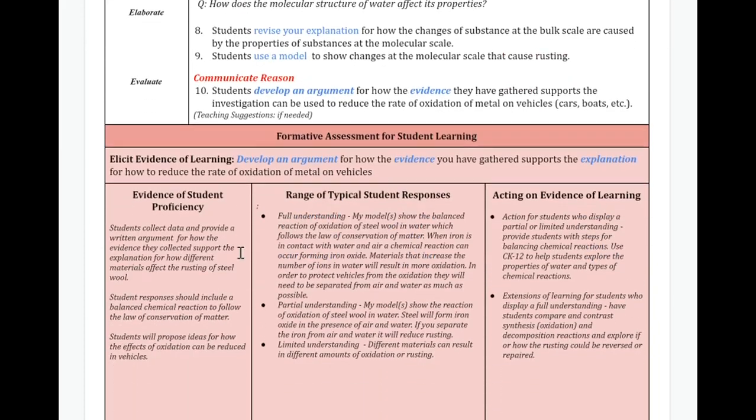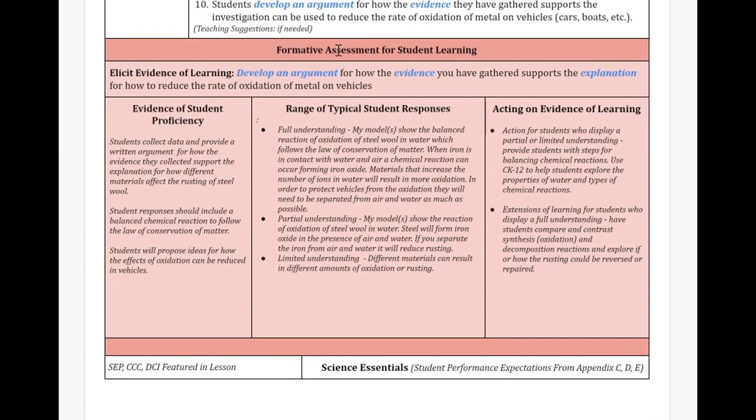The other thing that they have that can be really helpful is this formative assessment guide. In this, it tells us what students are doing. Up here at the top, it says, here's our task that we're using to assess students. Then it gives us an outline of what students who are proficient will be doing. It gives you some ideas of what to expect from students.